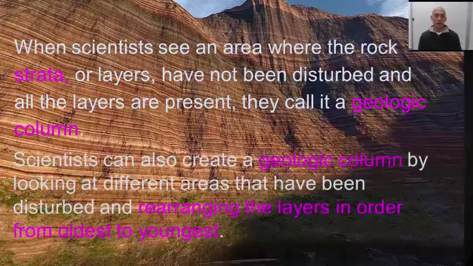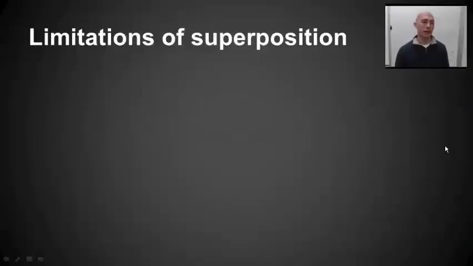Scientists can also create a geologic column on their own just by looking at different areas that have been disturbed and rearranging those layers in order from oldest to youngest so that they appear in a way that is no longer disturbed.